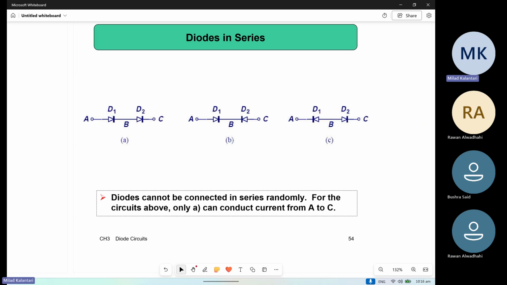Can you tell which of these circuits can pass current from A to C? A can, because both diodes can conduct in this direction. But B and C don't allow it. In B and C, this one can conduct, but on reaching this diode, it doesn't allow the current to pass, or the other one.